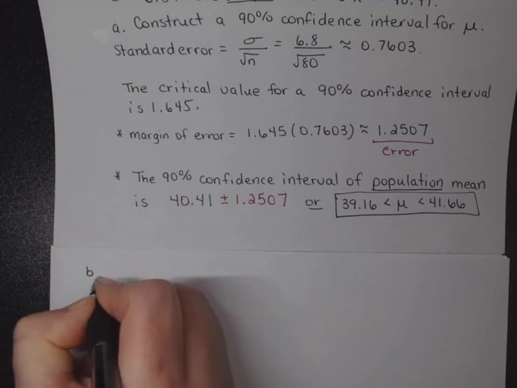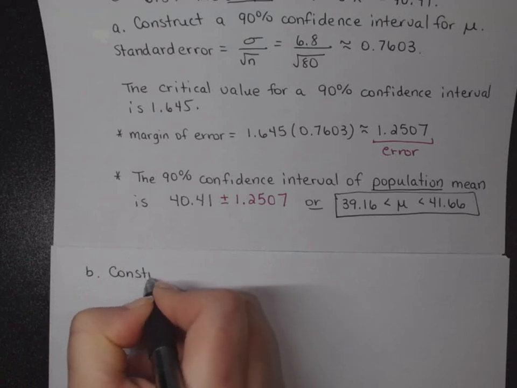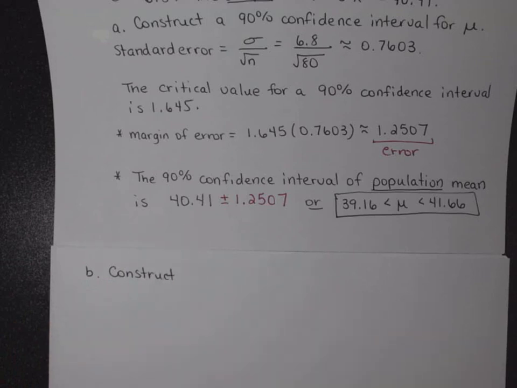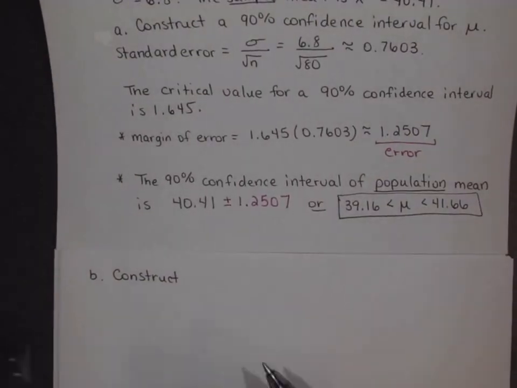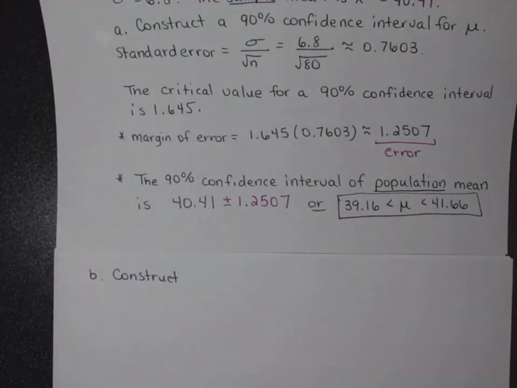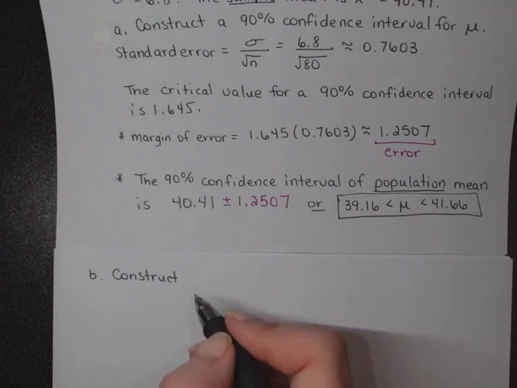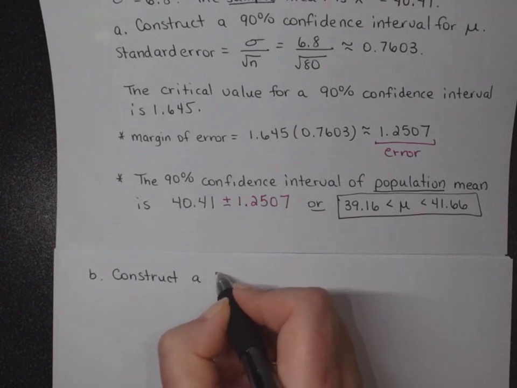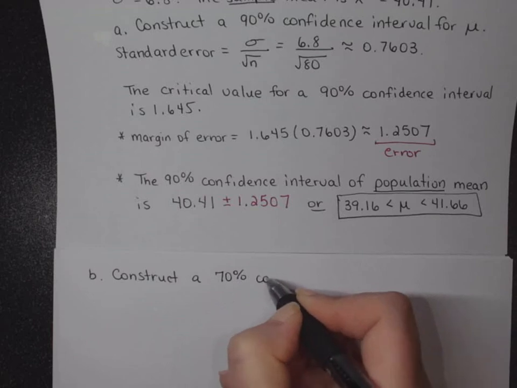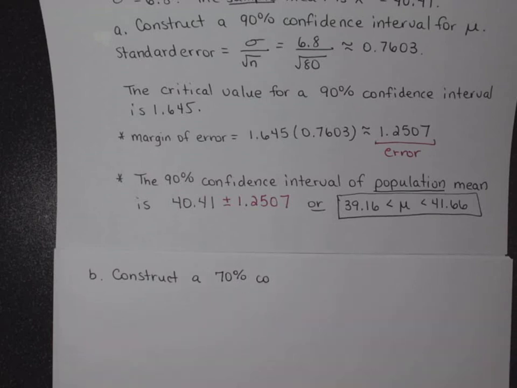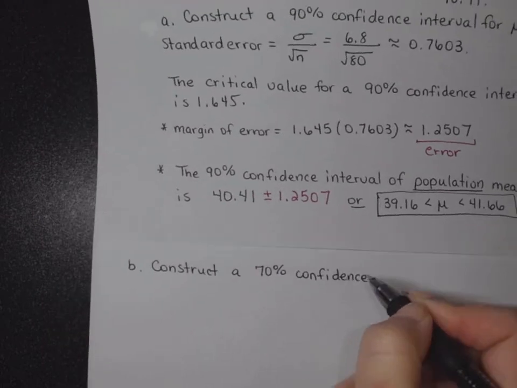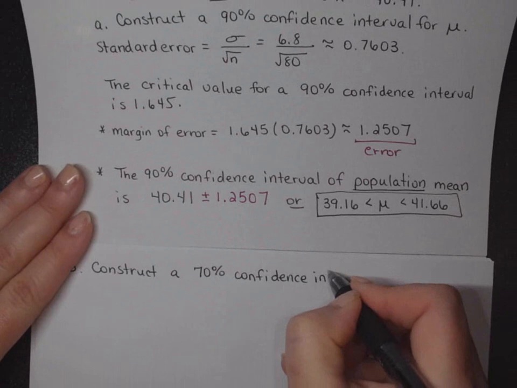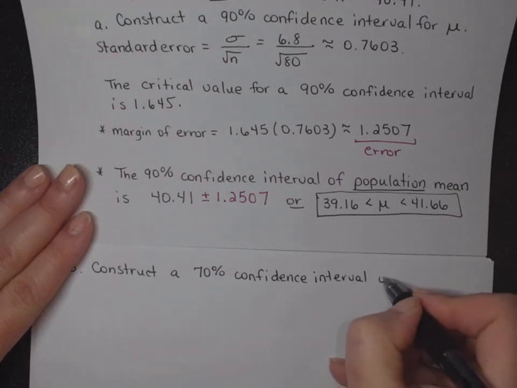So let's do one where maybe we can't find the value on the chart. So let me pick a percentage that is not on our chart at all. So let's say I wanted to construct a, sorry, my tech issues here. Let's say I wanted to construct a 70% confidence interval of the population mean.